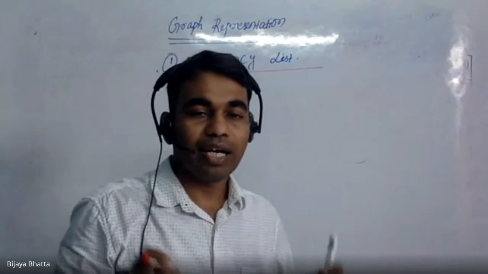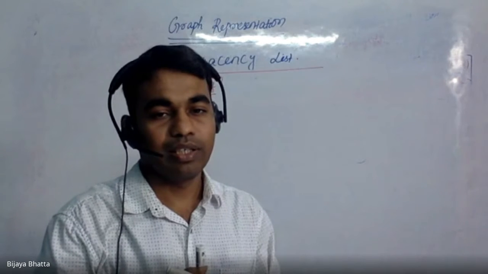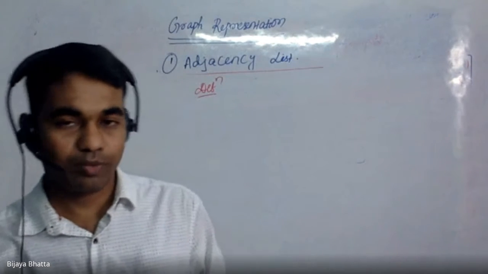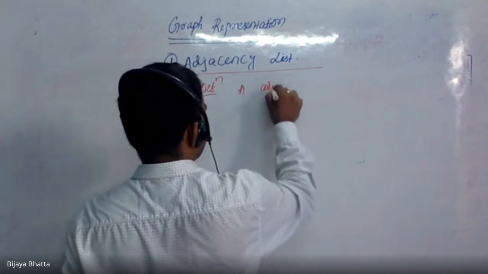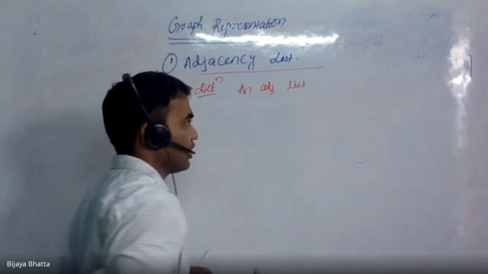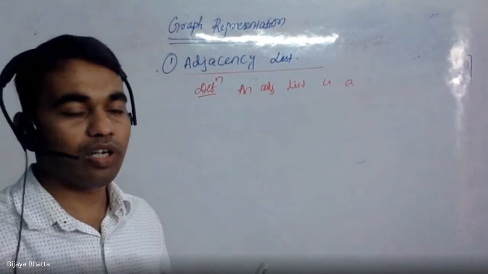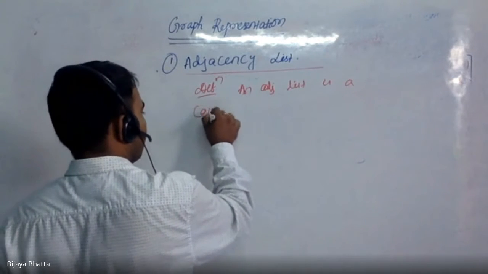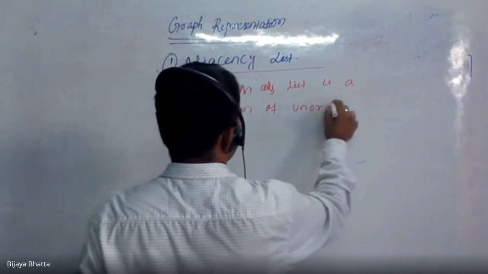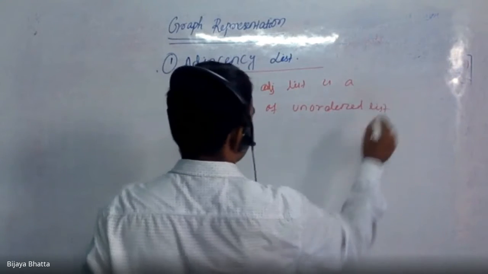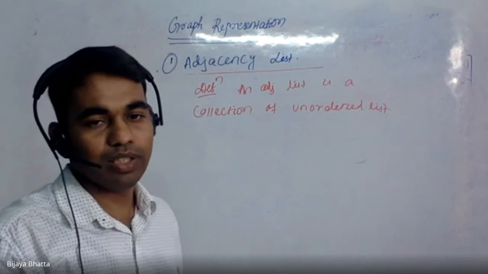The definition says an adjacency list is a collection of unordered lists. Each list describes the set of neighbors of the vertex. So you can write down: an adjacency list is a collection of unordered lists used to represent a finite graph. Obviously it is used to represent a graph.